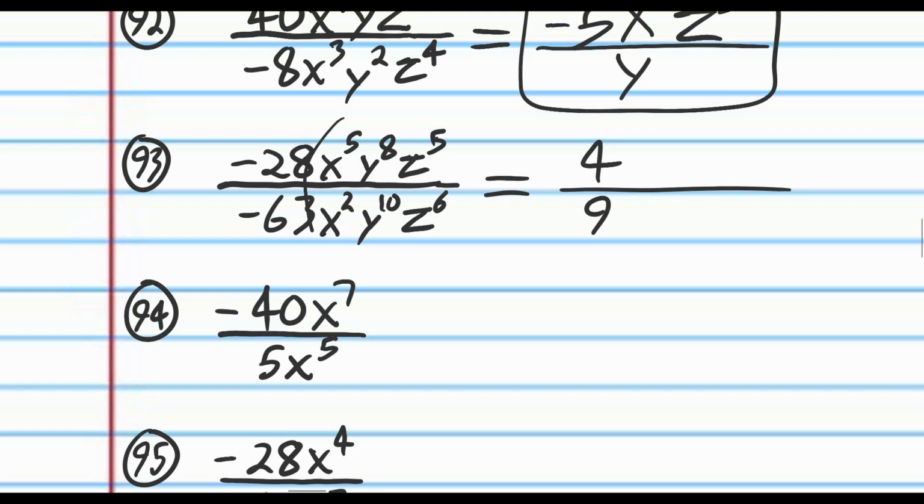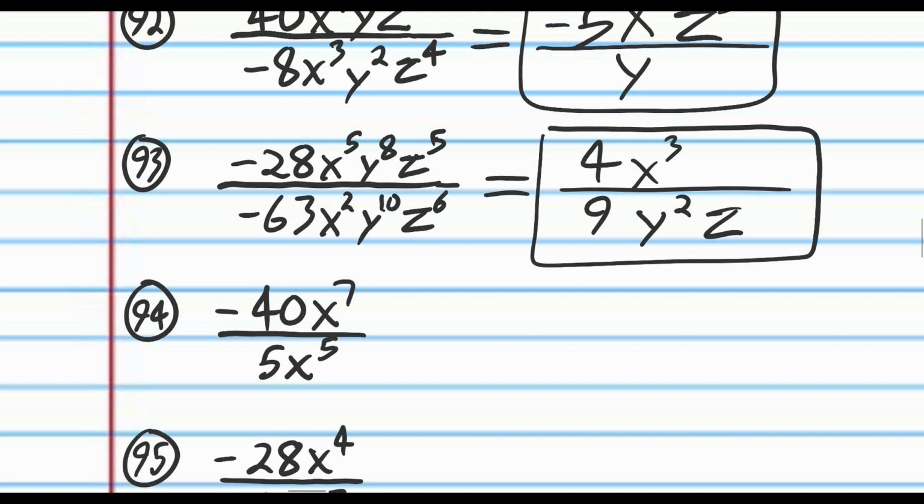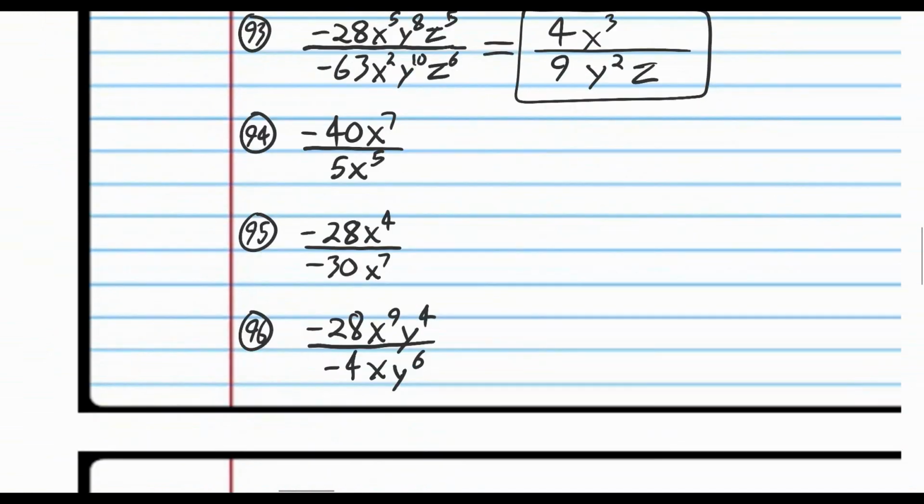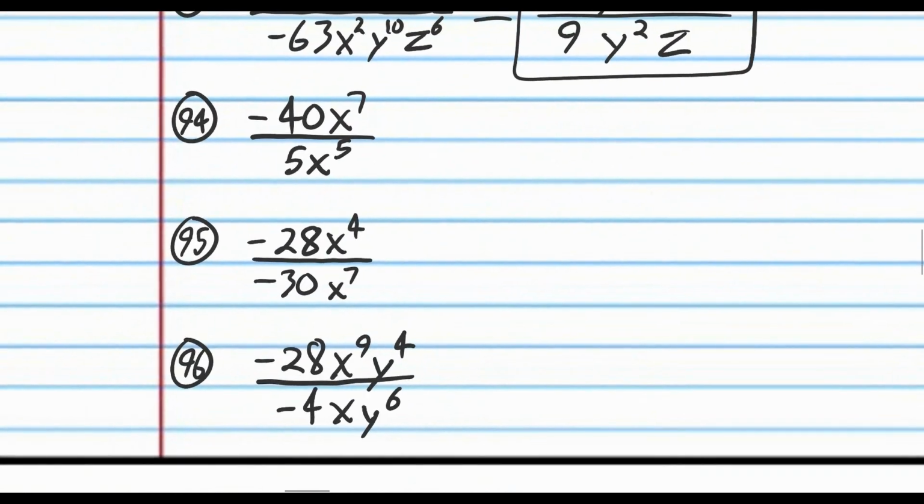All right, so x to the 5th over x to the 2nd is x to the 3rd. y to the 8th over y to the 10th, that's going to be y to the 2nd in the bottom. And this is going to be z in the bottom. Let's see here. That looks all correct. So we'll go ahead and rectangle that. And now it's time for you to try. So go ahead and attempt number 94, and when you come back, we'll do it together.